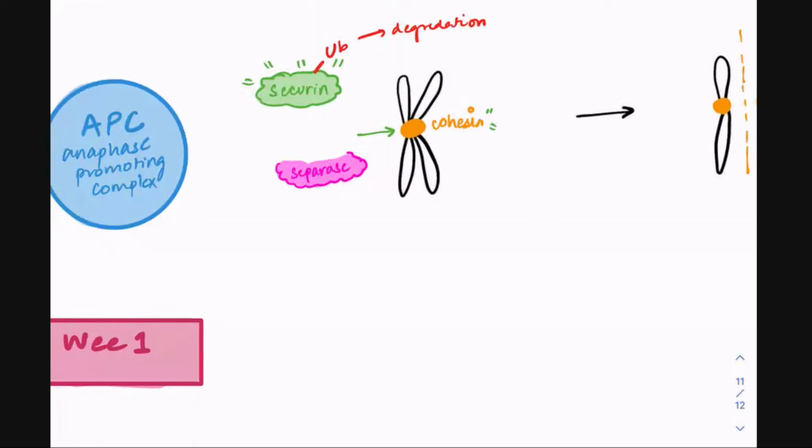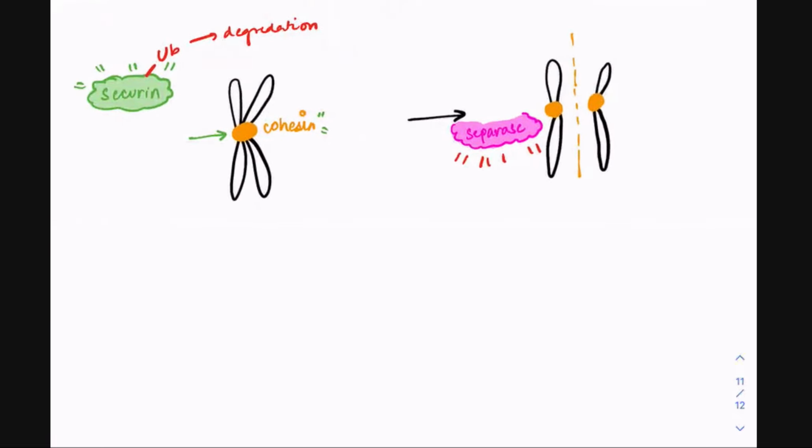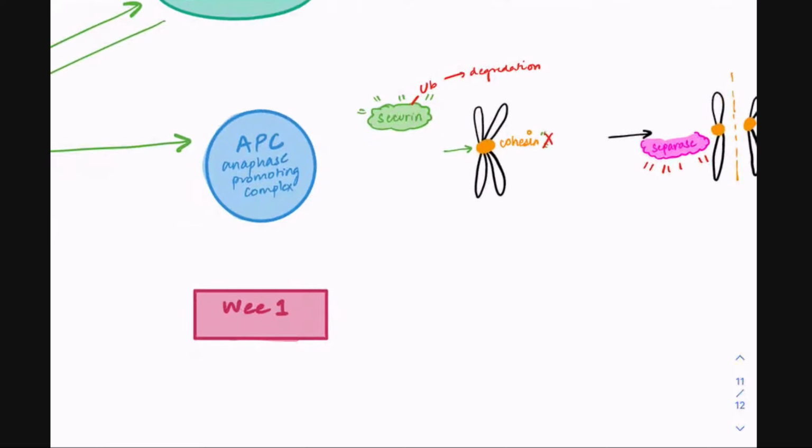Once securin is turned off, this thing called separase is turned on. And separase can now go and separate my sister chromatids. Okay, so cohesin will be turned off, and separase will now be able to go and pull my sister chromatids apart to continue through my anaphase and finish my mitosis phase. So that's what APC does. Okay, it turns off securin and turns on separase in the process.